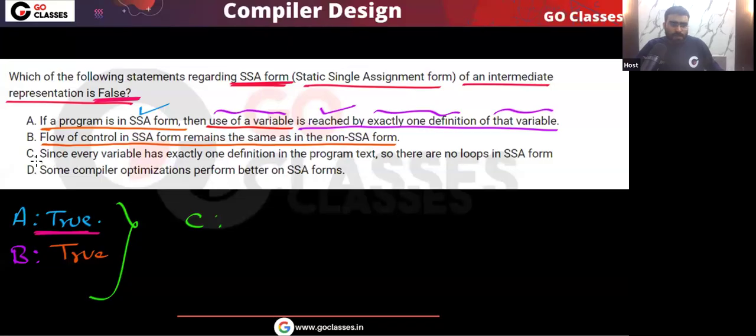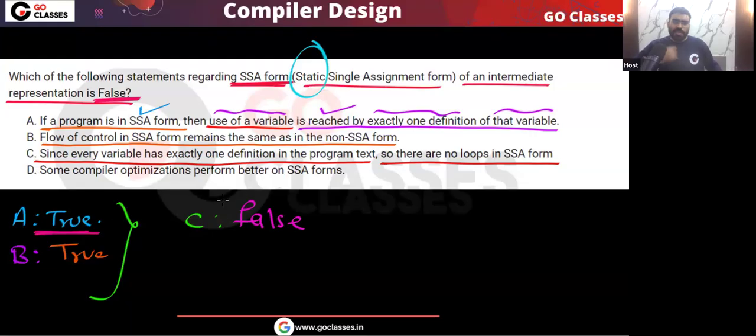What about C? Since every variable has exactly one definition in the program text, there are no loops in SSA. This we have seen, this is false. Loops are fine. You can have loops in SSA, because remember, this is static single assignment, not dynamic single assignment. I told you in the starting of the lecture. So option C is false.